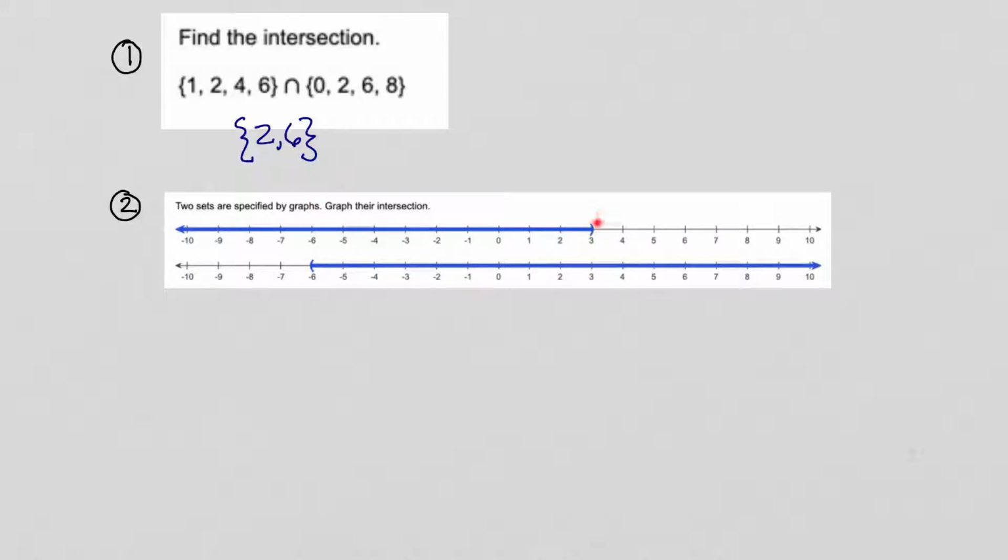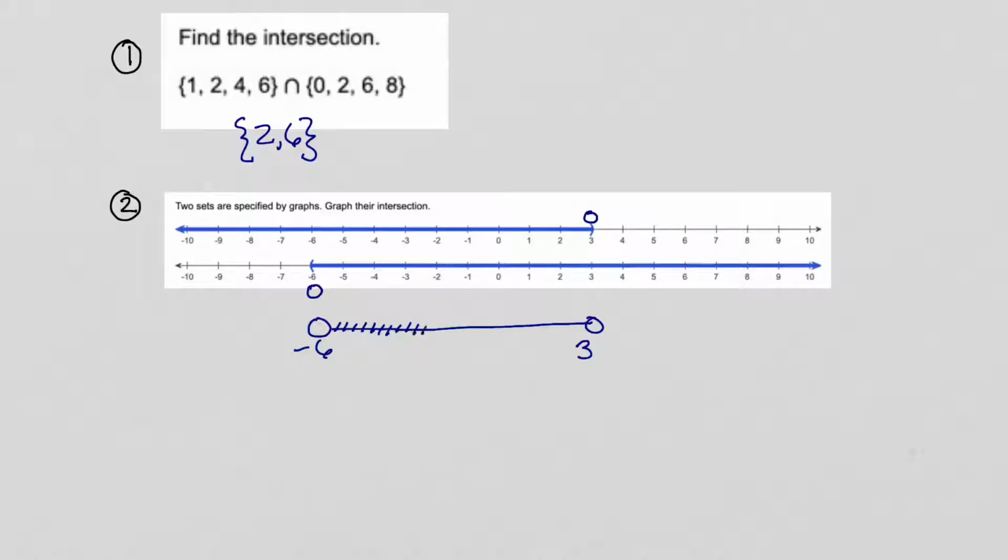Now this open parenthesis is the book's way of saying we've got an open circle there. That means that 3 is not included in the set. And down here we've got a -6, which means a -6 is not included. So I'm going to write the intersection going from here up to here. This is -6, this is 3, and that's going to be our intersection.